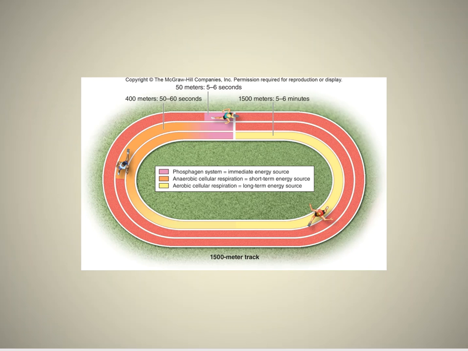So slide 29 here is showing you on a 1500-meter or 400-meter track how fast you blow through these particular means of making ATP. Phosphagen is the most immediate, and you blow through that in just a few seconds. Anaerobic, you can go maybe 30 seconds to a minute, maybe a little bit more. But if you're going farther than that, if you're going all the way around a 1500-meter track, you need to switch to aerobic metabolism.